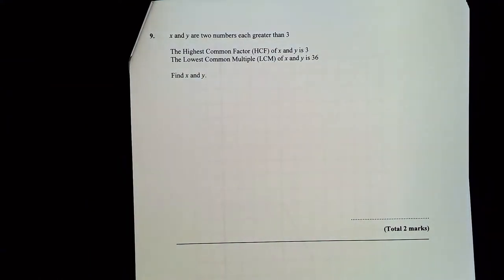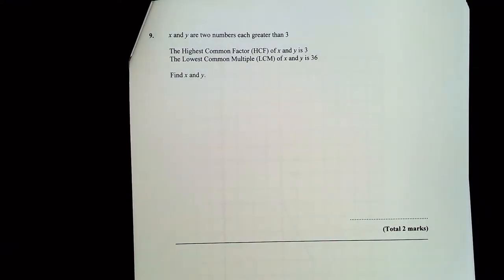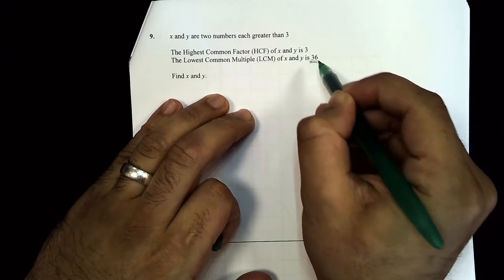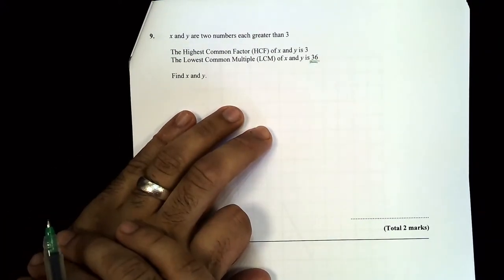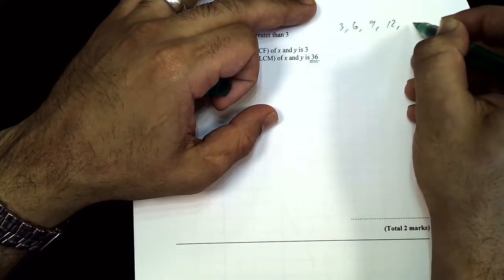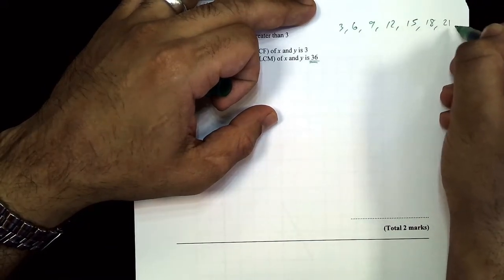Interesting question. I've seen lots of different methods for this. Some of you do it with a Venn diagram. Personally, I'm probably a fan of trial and error in this case. Let me just read the question again. Greater than 3, highest common factor is 3. LCM is 36. So you're thinking of two numbers that have 36 in their times table, and they both come in the 3 times table. So in the 3 times table, you've got 3, 6, 9, 12, 15, 18, 21, etc.